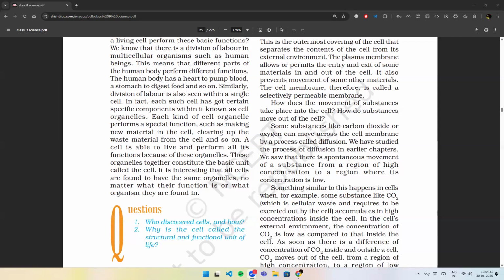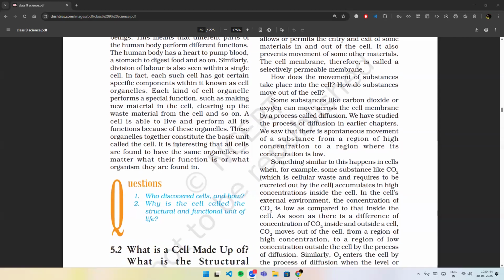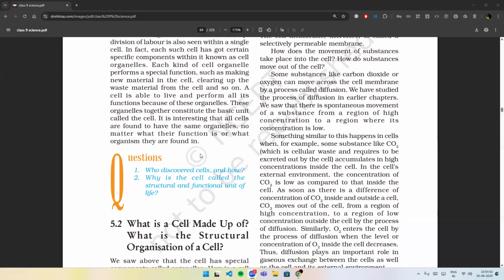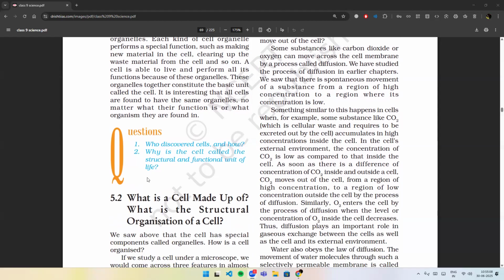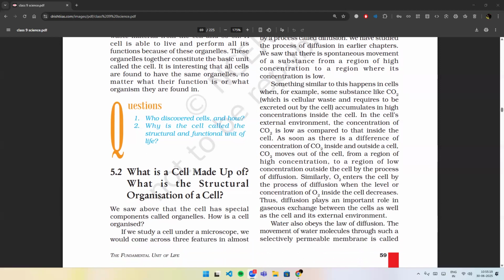In fact, each such cell has certain specific components within it known as cell organelles. Each kind of cell organelle performs a specific function, such as making new material in the cell, clearing up the waste material from the cell, and so on. A cell is able to live and perform all these functions because of its organelles. These organelles together constitute the basic unit called the cell. It is interesting that all cells are found to have the same organelles no matter what their function is or what organism they are found in.